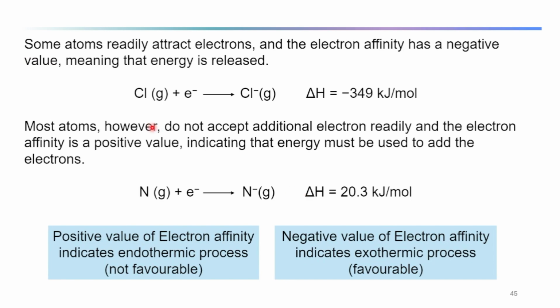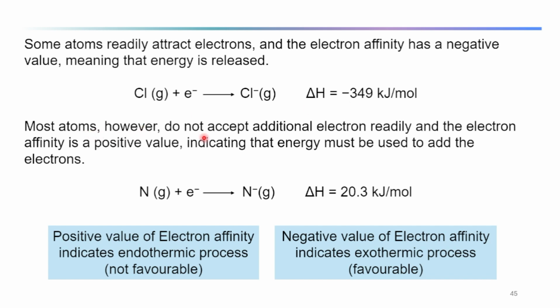Now let's take some examples. Some atoms readily attract electrons, and the electron affinity has a negative value, meaning that energy is released, as I was saying. In this case, it is like the girl said yes to that person because she likes him back. So you can see, if you put an extra electron on chlorine, the delta H of this process is negative. So it is exothermic, minus 349 kilojoule per mole. So the chlorine atom easily takes the electron.